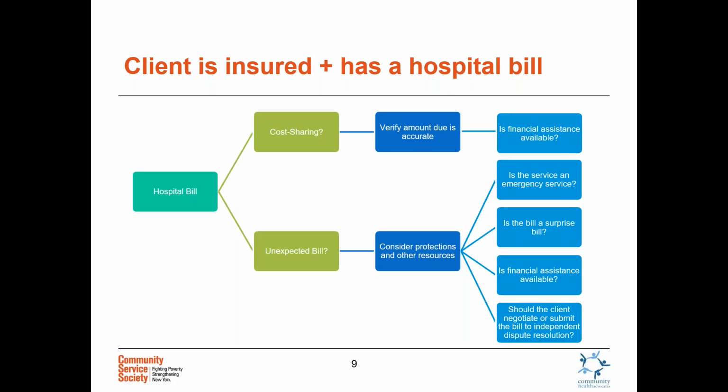The next type of situation might be after a client receives a hospital bill that is just an unexpected bill. Like they were not expecting to receive any kind of bill at all, maybe not even a deductible or cost sharing bill. They weren't expecting this. So consider protections and other resources. For example, is the service an emergency service? Is the bill a surprise bill? We will get into what surprise bills are in a second. Is financial assistance available? Or should the client negotiate or submit the bill to independent dispute resolution, which we will also cover.